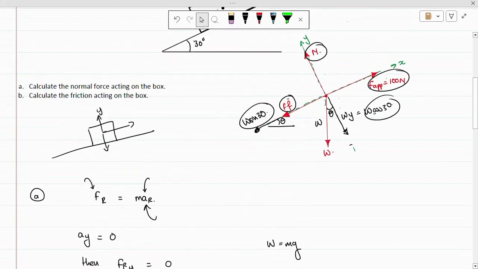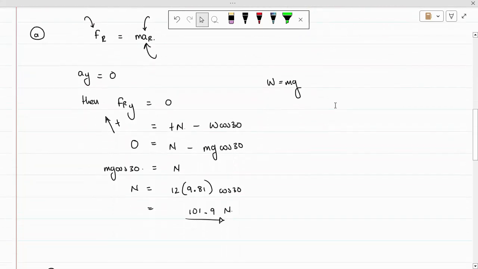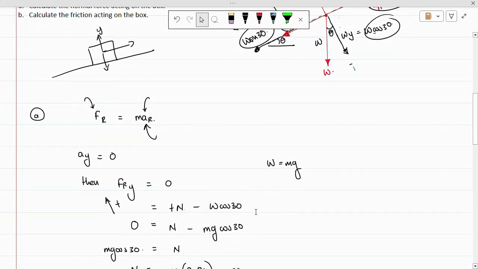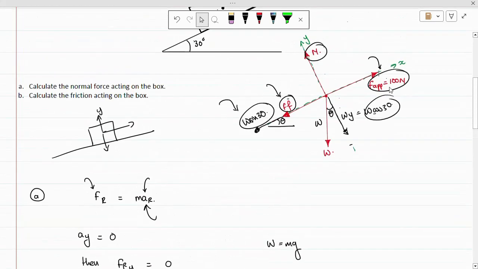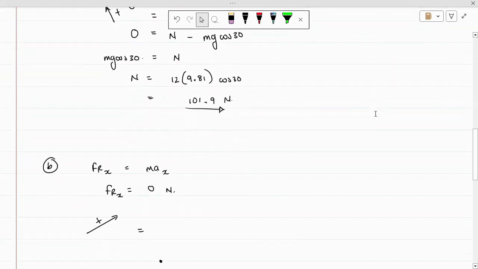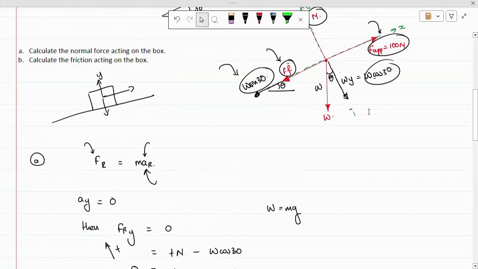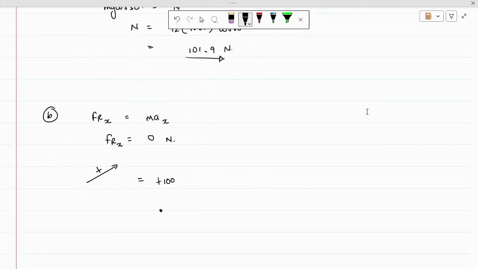So any force that's going up the slope is positive. Any force that's going down the slope is negative. So we have three forces in the x direction, 1, 2, 3. So now we just need to make sure we've put the signs in the correct forces. So the applied force, that 100 newtons, is going to be a positive force. So positive 100, that's our F applied. The frictional force is going down the slope, so that's going to be negative.